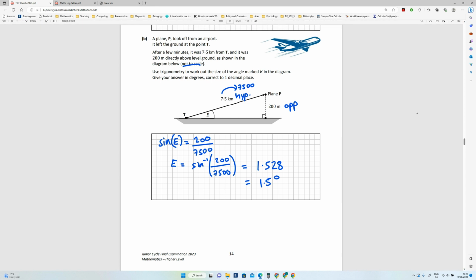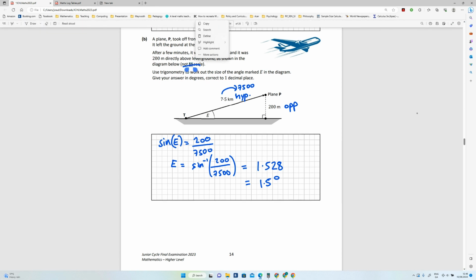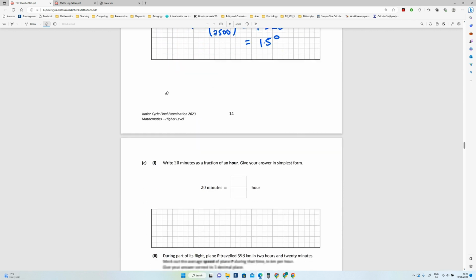Now it doesn't look like 1.5 degrees, but I want to draw your attention to this statement that they made. It's not to scale. So I wouldn't worry about the fact that it doesn't look like 1.5 degrees. This is a very long amount of distance here, 7.5 kilometers. And they're still only 200 meters above the ground. So that's probably accurate. Right, so that's part B.